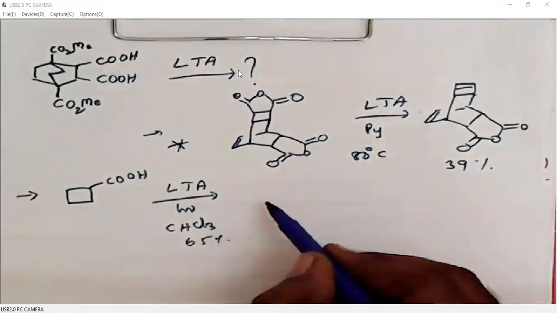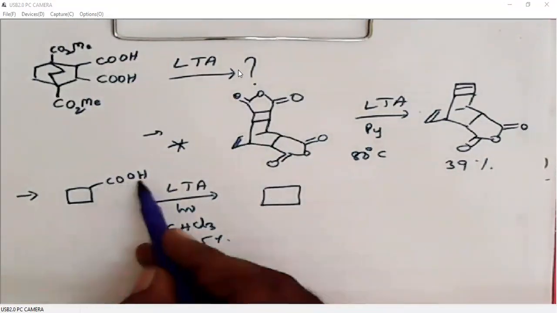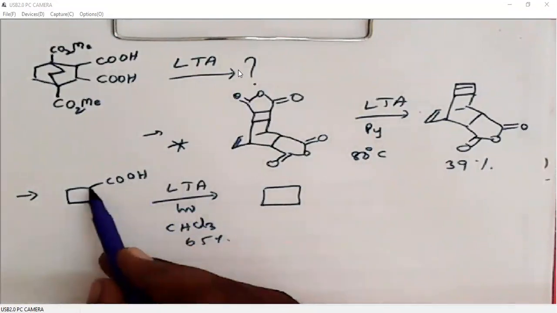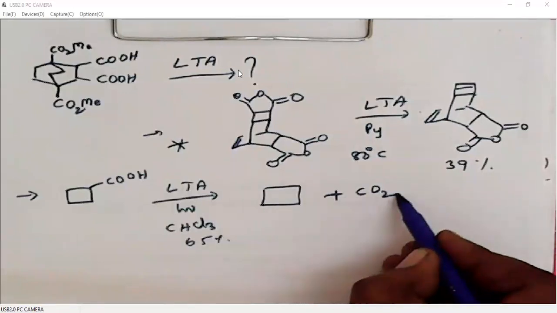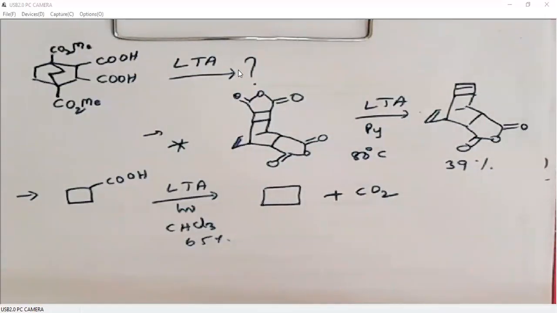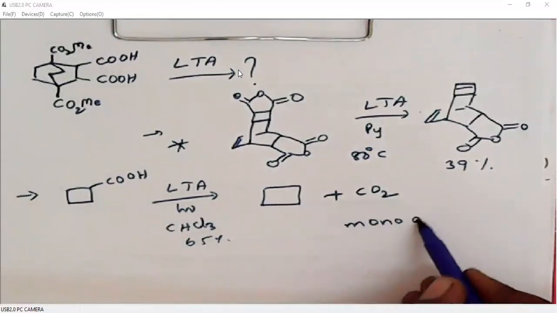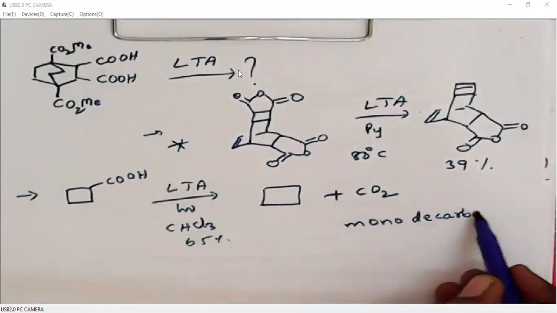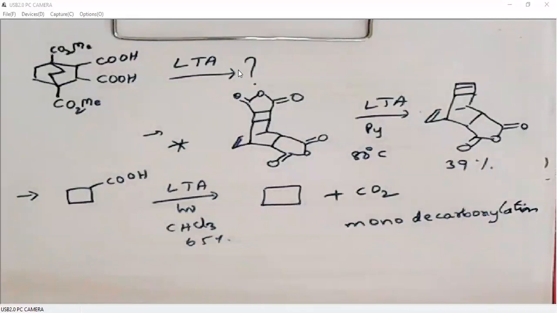Okay, right. What happens here? We will lose this carboxylic acid as carbon dioxide. So this proton will come and attach here. So we will generate an alkane plus carbon dioxide. So here it is mono decarboxylation. We can remove a single carboxylic acid using LTA. Okay, I'll give you the mechanism.